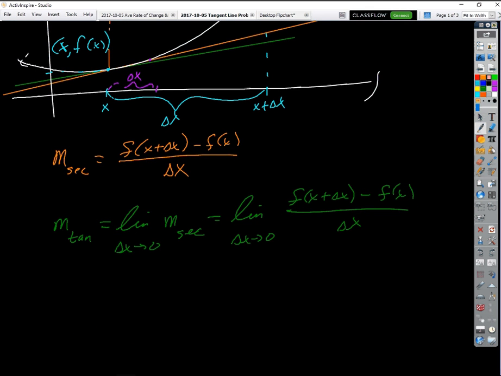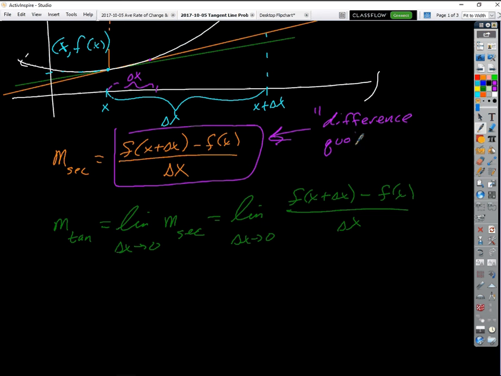So this part right here, you guys need to know this stuff. This is what we call, in math, the difference quotient. And it's what defines the slope of a secant line, or an average rate of change. Same thing. In the limit, it becomes a tangent line, or instantaneous rate of change.